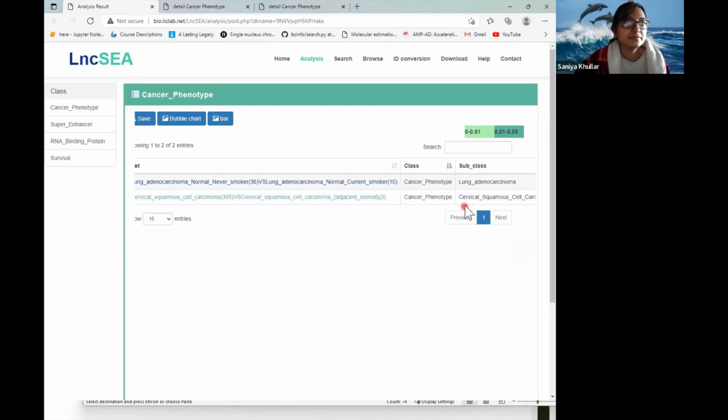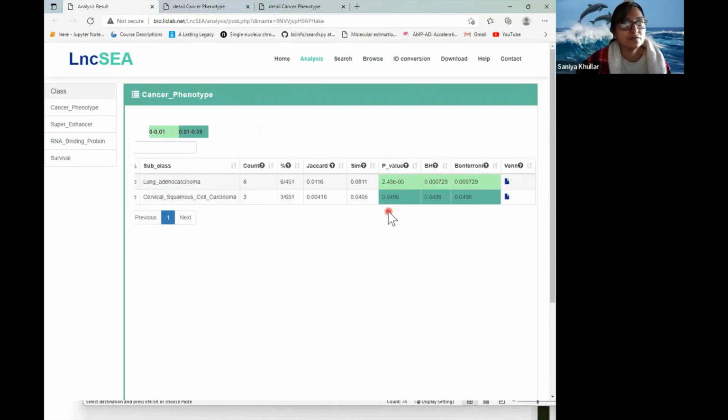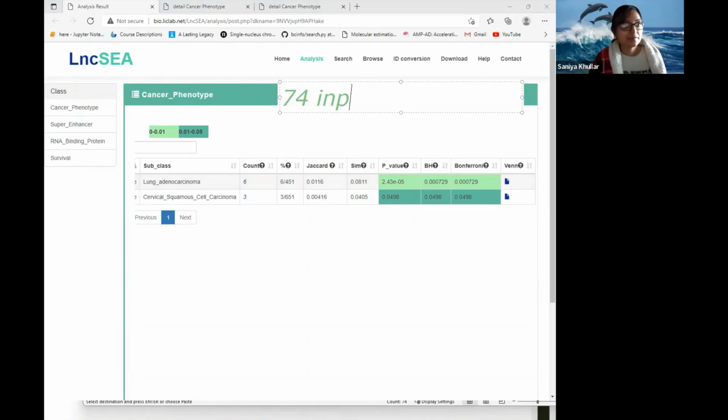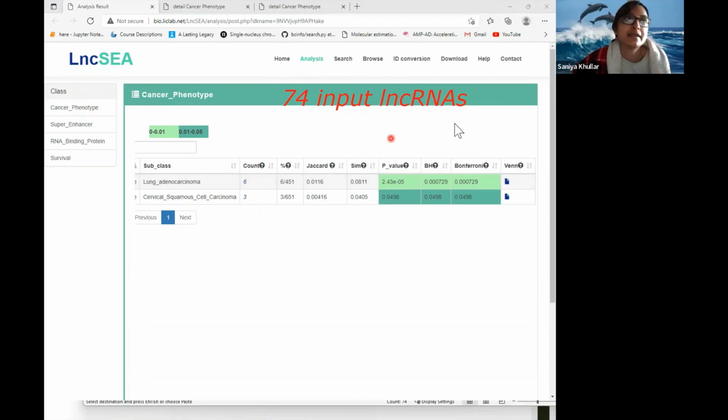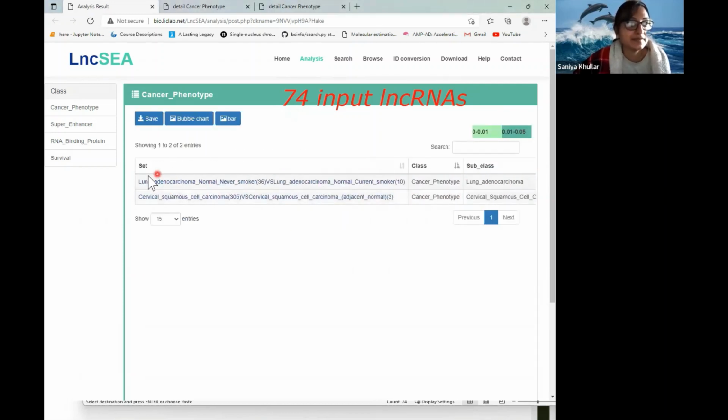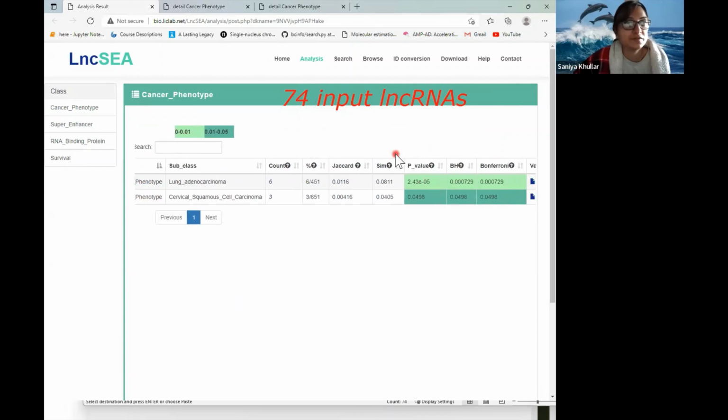And what they're trying to do here is something called an overlap analysis, where out of our 74, so we have 74 input lncRNAs. That's what we have here. And we're putting it into the enrichment analysis. So 6 out of our 74 were found in common with the 451 in the lung adenocarcinoma, in this set of 451.